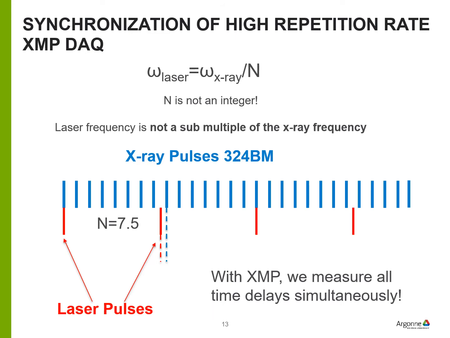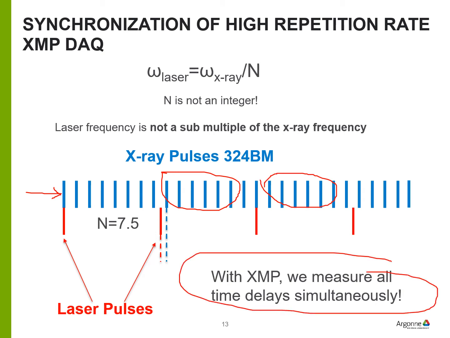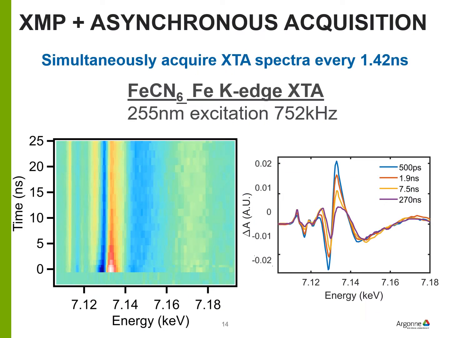But the important point here is that in the X-ray multiprobe technique, we acquire a spectra with every single one of these X-ray bunches. And so the fact that the time delays of these X-ray bunches are different than the time delays of these X-ray bunches, it's inconsequential because we actually measure all of them simultaneously. And so using this technique, we were able to simultaneously acquire an XTA spectrum every 1.42 nanoseconds after a laser pulse. And here's the data that we generated here. This was on ferrocyanide at the iron K edge.